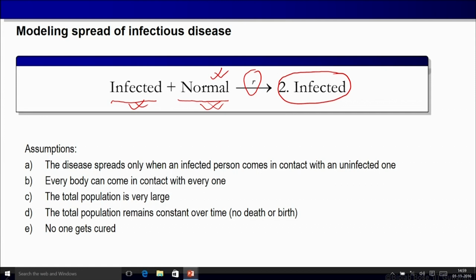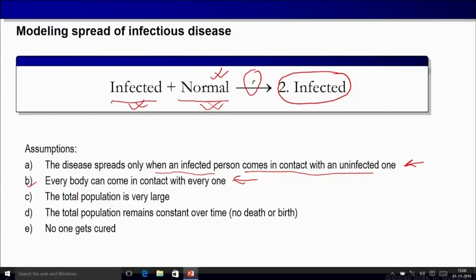The first assumption is that we have made a simplified model. We are assuming that this disease spreads only when an infected person comes in contact with an uninfected one. The second assumption is very important. We assume that everybody in the population comes in contact with everyone. That means we are not quarantining, we are not separating the infected people from uninfected people. So everybody mingles with everyone, and when I meet a person infected with the common cold, as I come in contact with that person, I get infected.